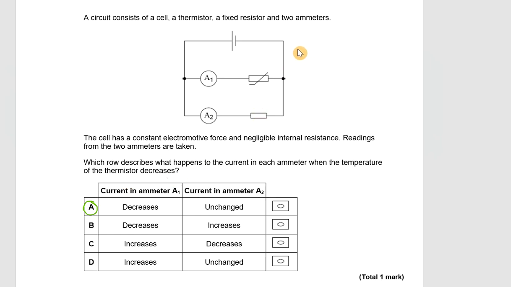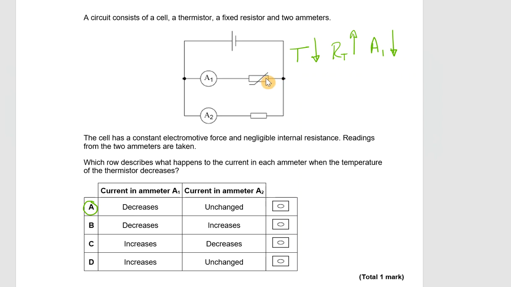Okay, so if the temperature decreases, the resistance of thermistors increases. If the resistance of the thermistor increases, then there's going to be less current going through that branch. So first of all, the current in A1 will reduce because of the increase in resistance.